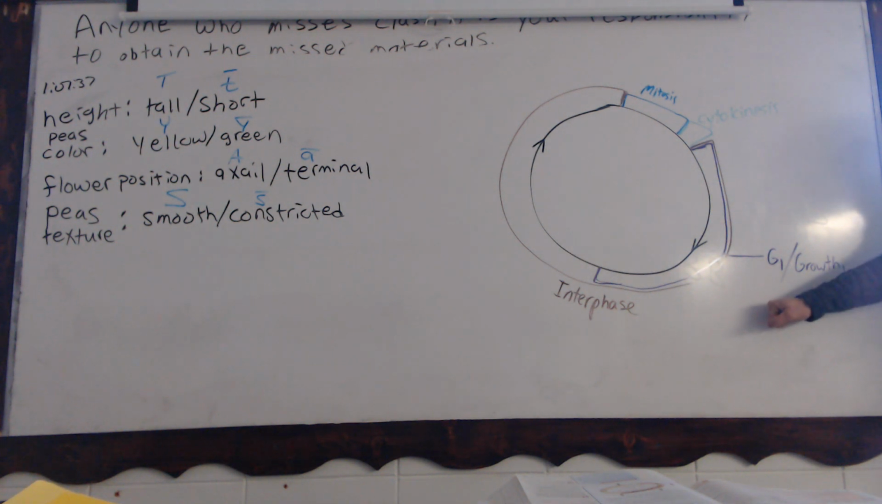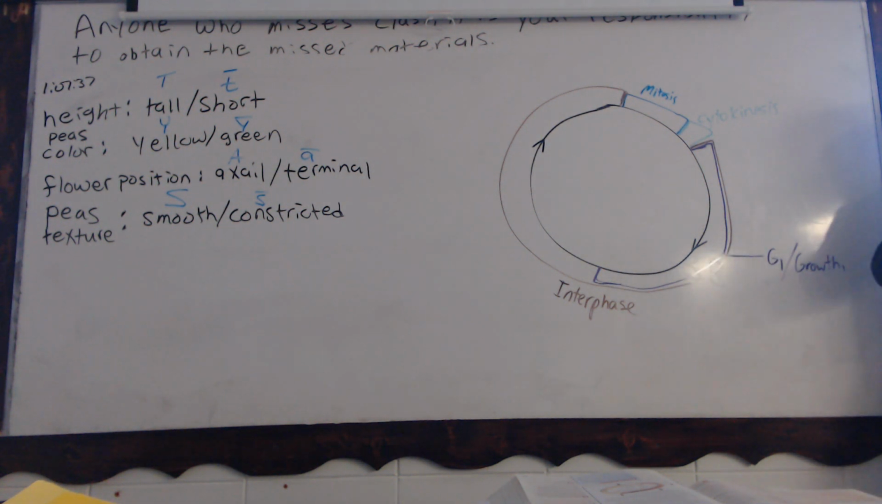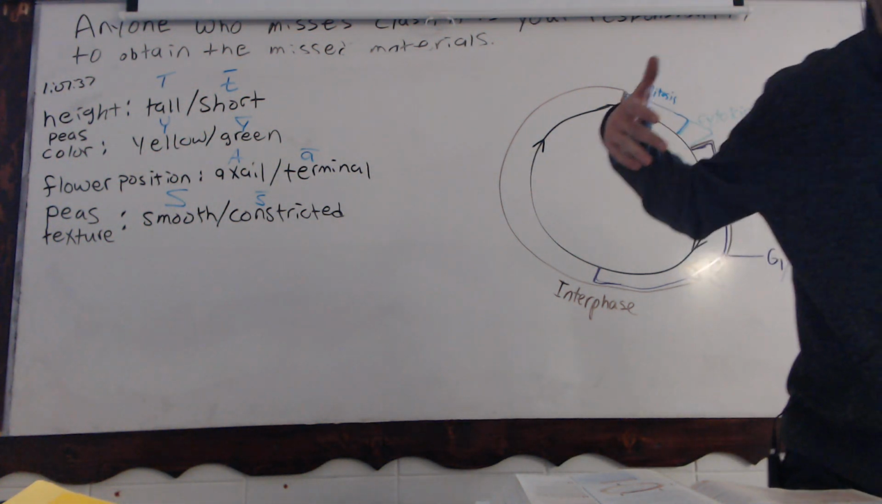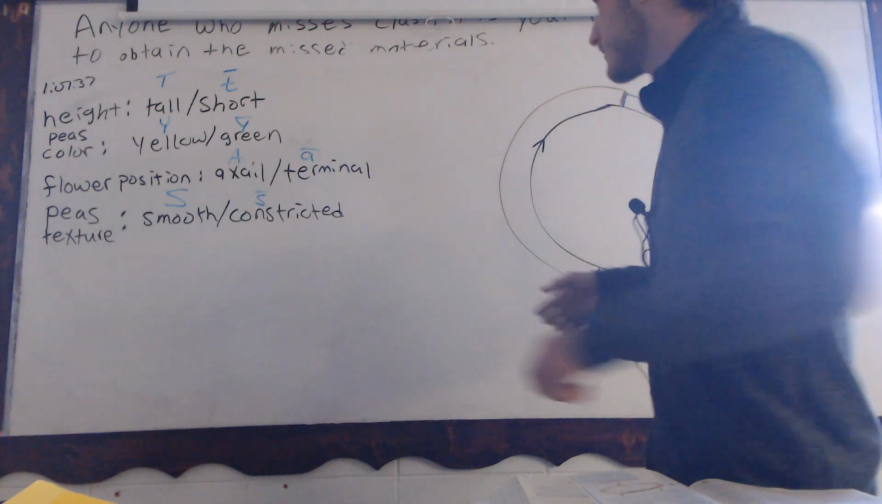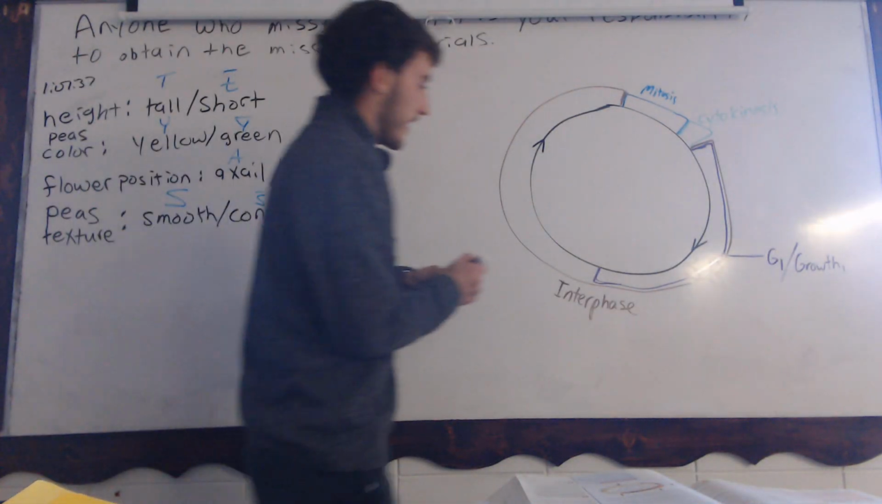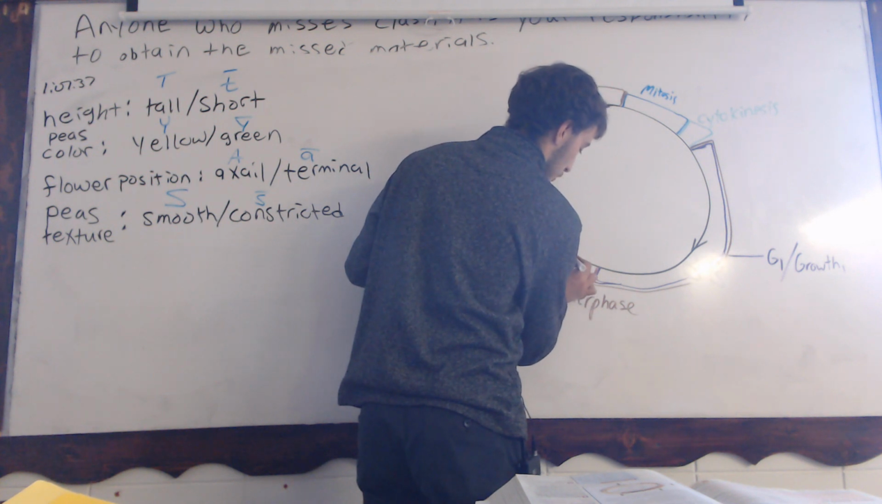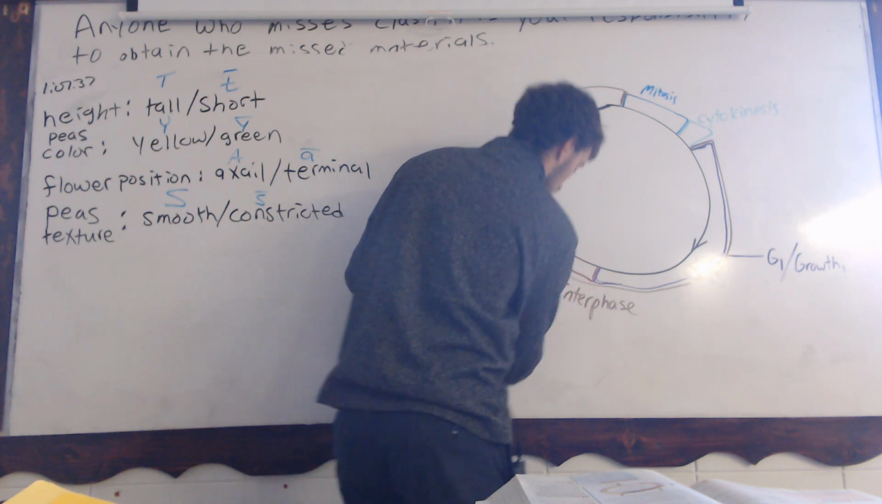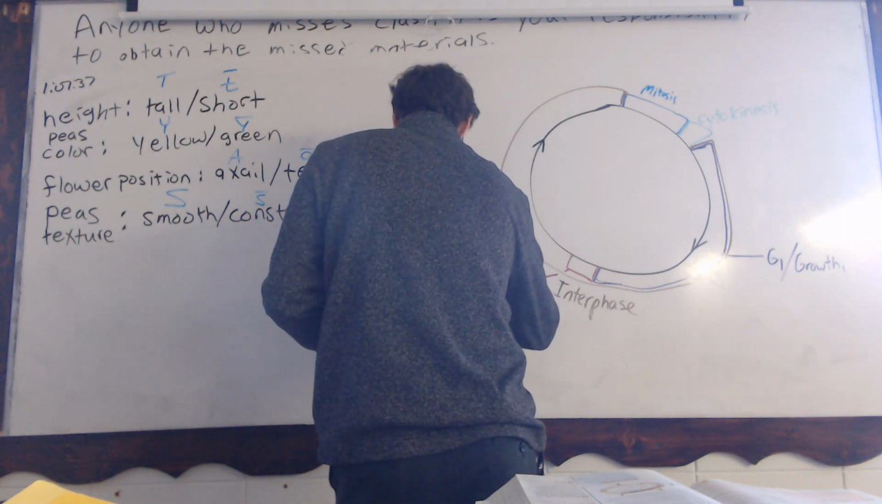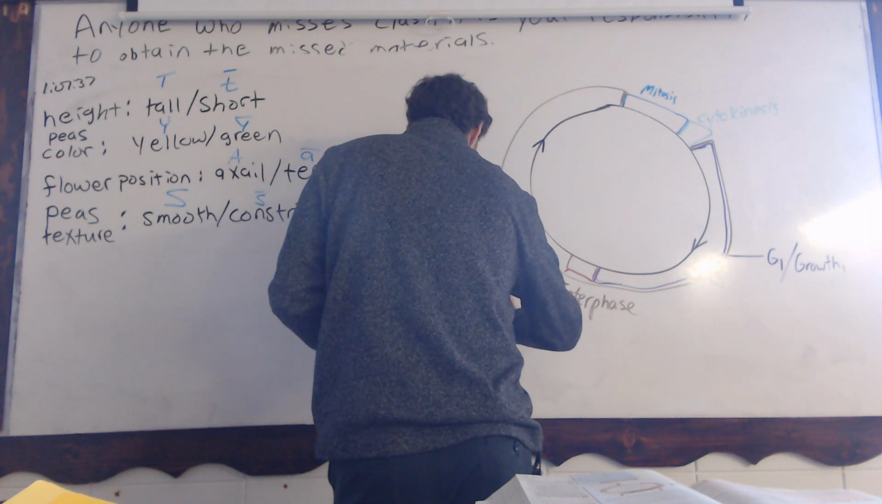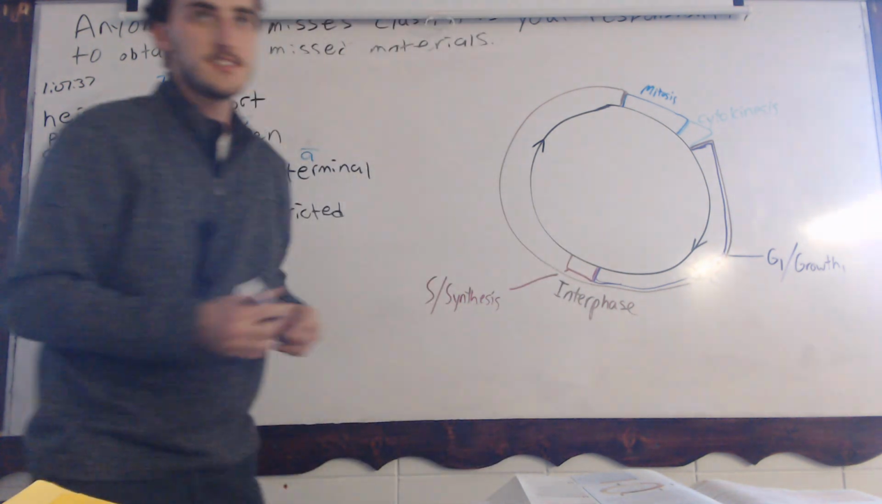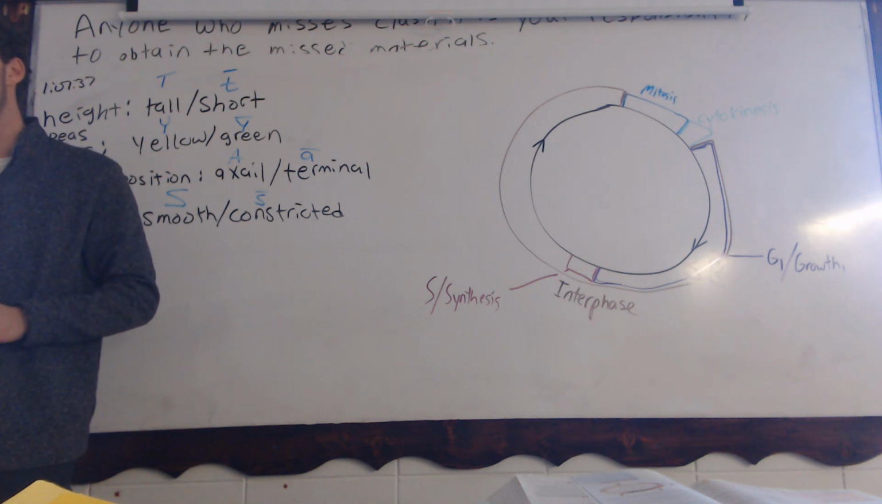All right, so let's pull it back in here. It's called G1, which means growth 1. So that's the first segment of interphase. And then we have a phase in there. I'm going to use all the colors. Called S. These are the phases of interphase. So this phase is called S, or synthesis. Guess what it's doing? Synthesizing.